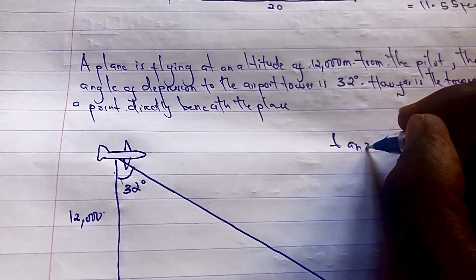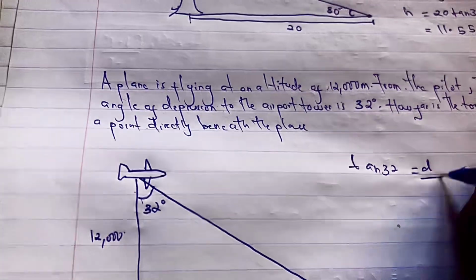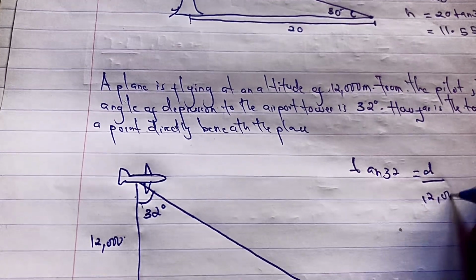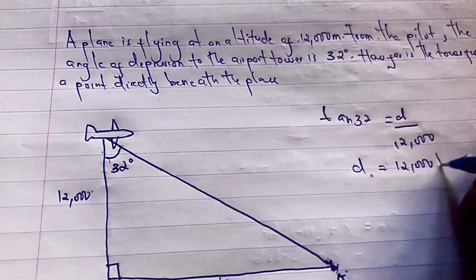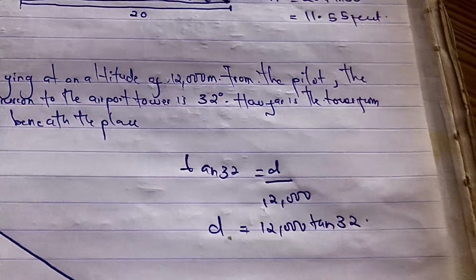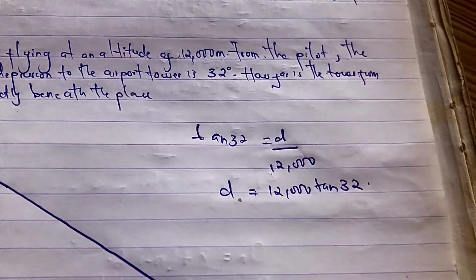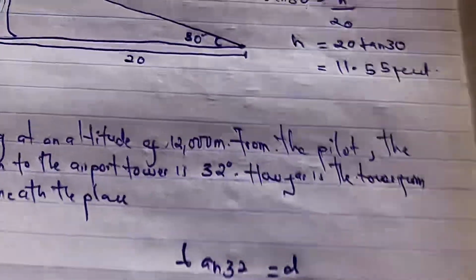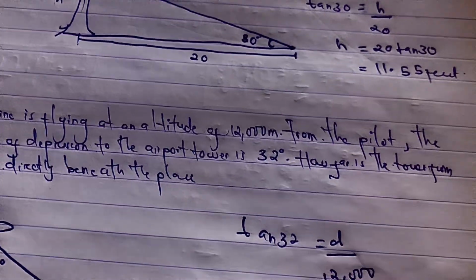So tan 32 will be our opposite, which is the D we are looking for, over our adjacent, which is 12,000. So D will be equal to 12,000 tan of 32. And what's the answer? The distance is 7498.43 meters. That is it. Let's go now to the next one.